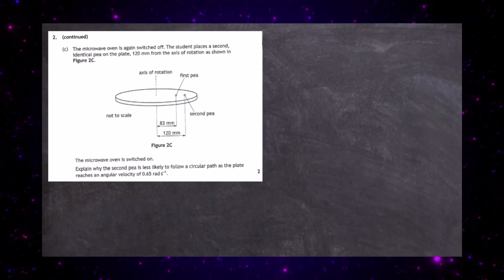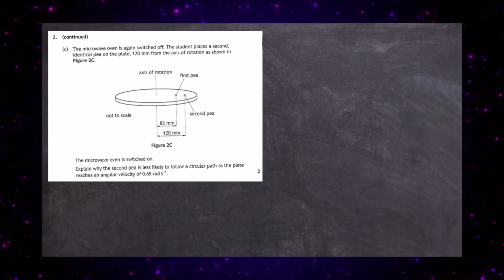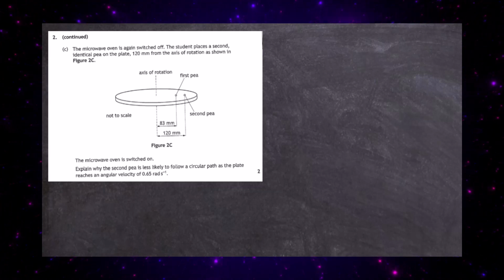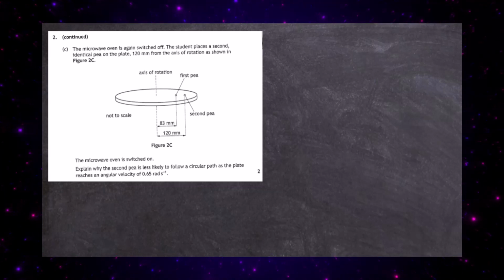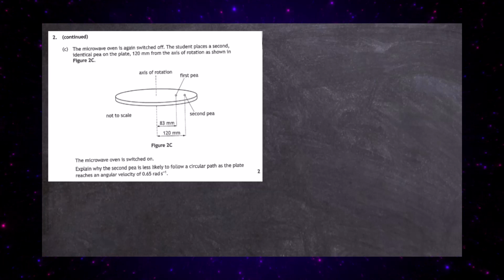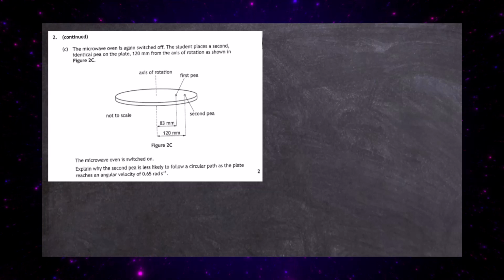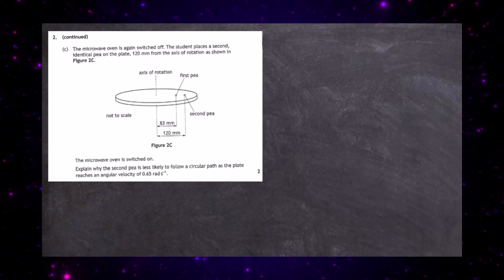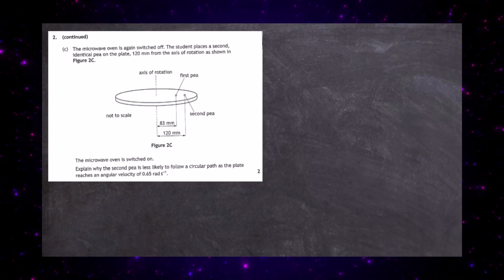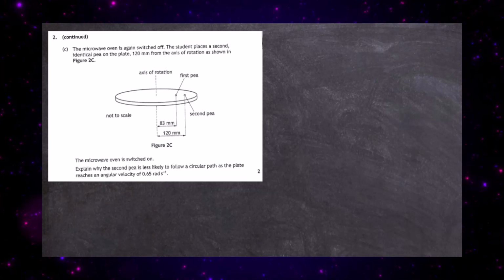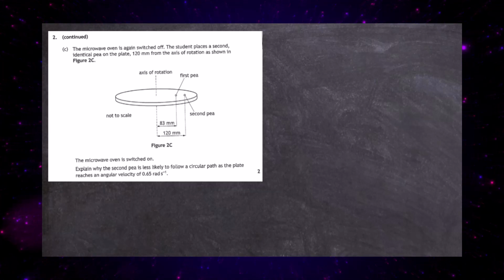Question 2, continued, part C. The microwave oven is again switched off, and the student places a second identical P on the plate, 120 millimetres from the axis of rotation, as shown in figure 2C. The microwave oven is switched on, and we have to explain, for 2 marks, why the second P is less likely to follow a circular path as the plate reaches an angular velocity of 0.6 radians per second.